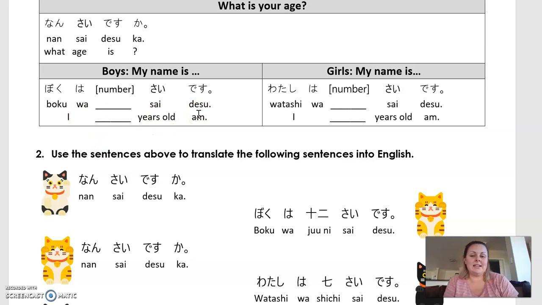We know our Japanese sentences are not in the same order. So if I was a boy, 僕は number 歳です。If I was a girl, 私は number 歳です。So all we have to do is put in one of our numbers for the year or the age that matches you.